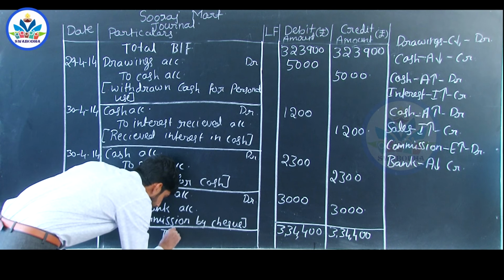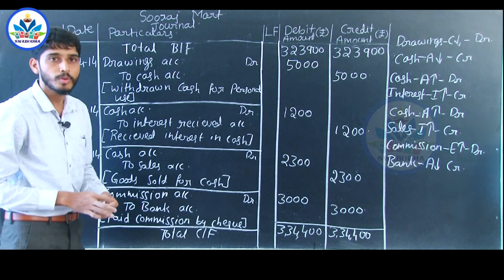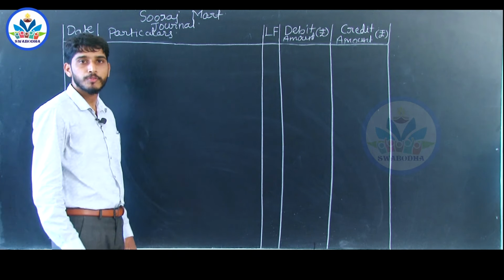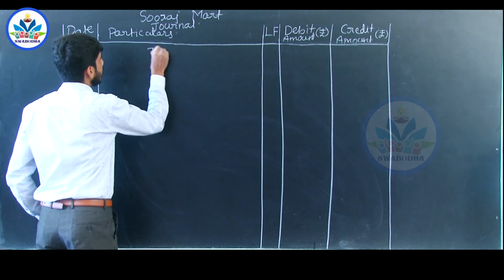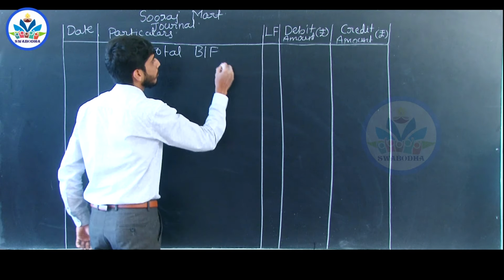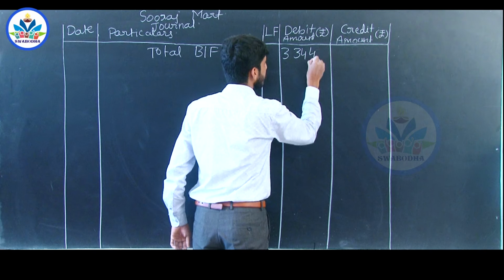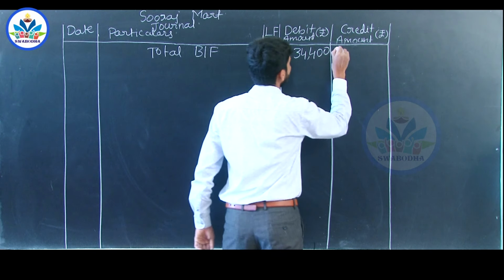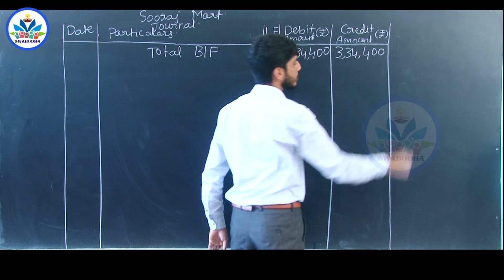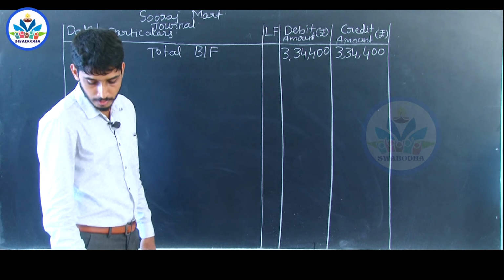So, the total carried forward is 3,34,400. The total brought forward from the last page is 3,34,400 rupees. Now, we will continue with the remaining transactions.